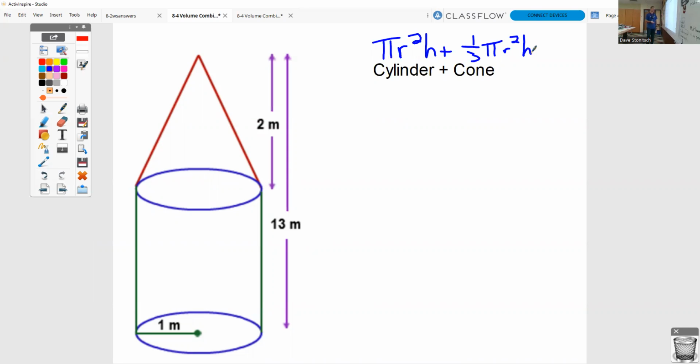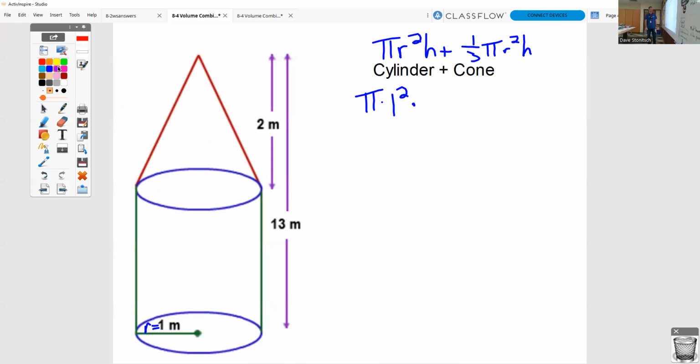Looking at the cylinder, the can at the bottom, I can see that this 1 is my radius. This line goes halfway across the circle. So I have pi times your radius, which is 1 squared, times the height of the cylinder. Now, when you look at the height of the cylinder, you have to be very, very careful.